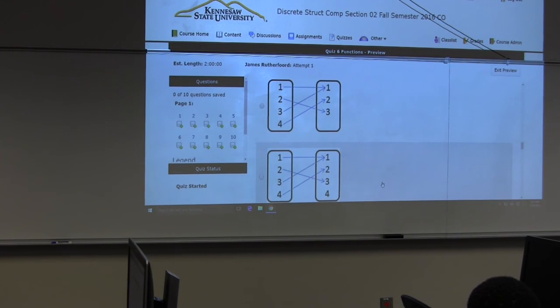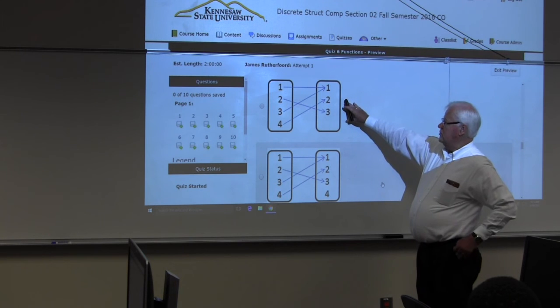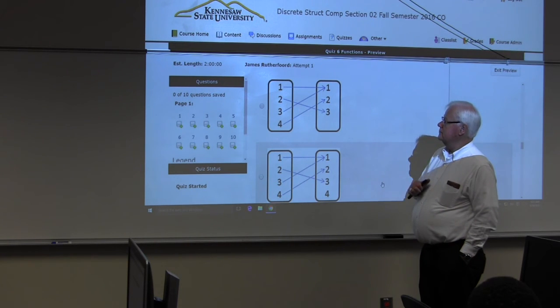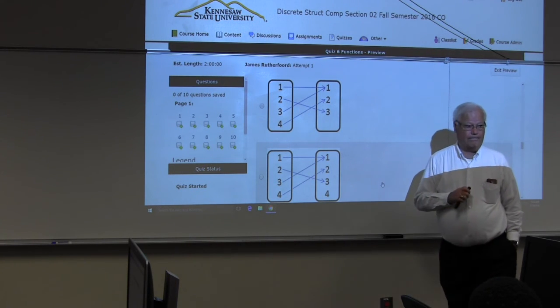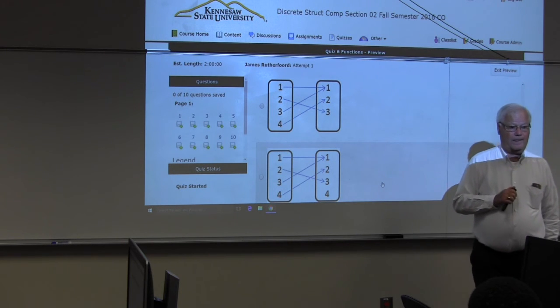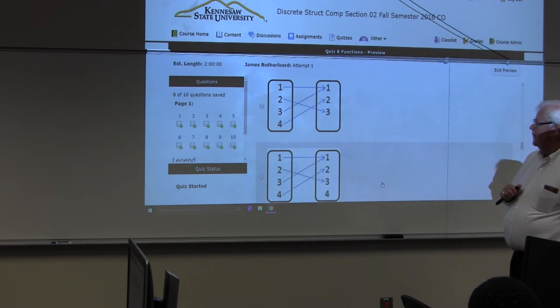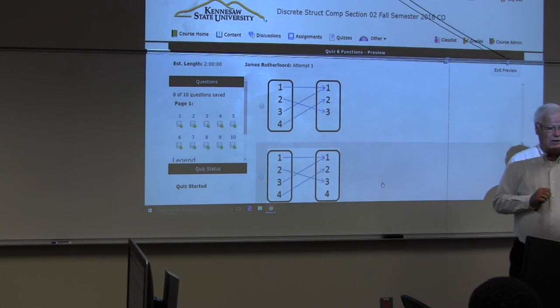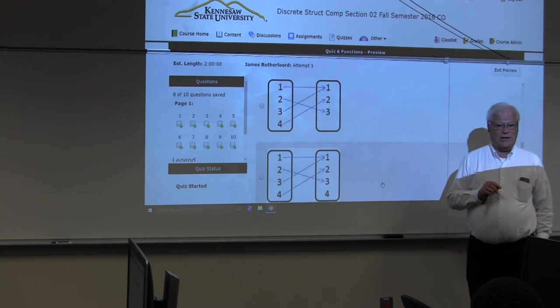Okay, so we've got several here. We're supposed to figure out which one is an onto function. Is this an onto function? No. Why? Because after 1, the rest of them don't match to each other. So 2 doesn't match to 2, 3 doesn't match to 3. Now that's not a requirement. For onto, the requirement is that everything in the codomain be covered.